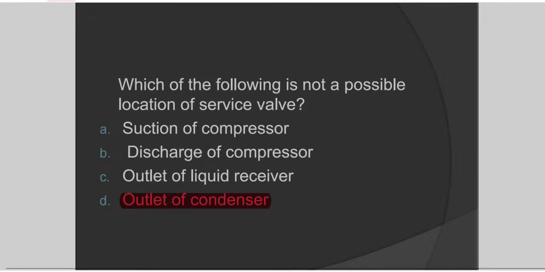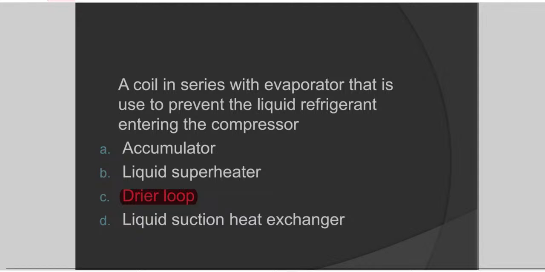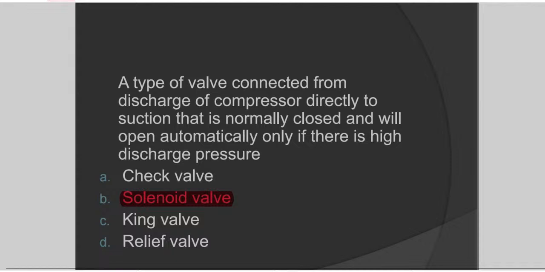Which of the following is not a possible location of a service valve? A. Suction of compressor. B. Discharge of compressor. C. Outlet of liquid receiver. D. Outlet of condenser. A coil in series with the evaporator that is used to prevent the liquid refrigerant from entering the compressor. A. Accumulator. B. Liquid superheater. C. Dryer loop. D. Liquid suction heat exchanger.